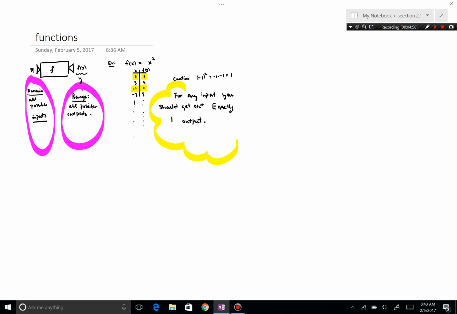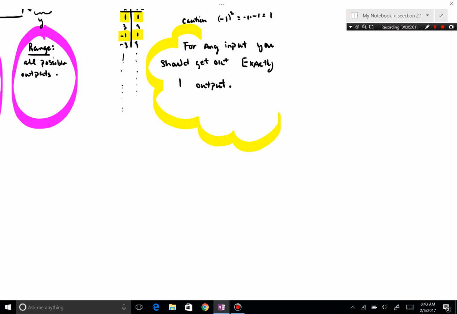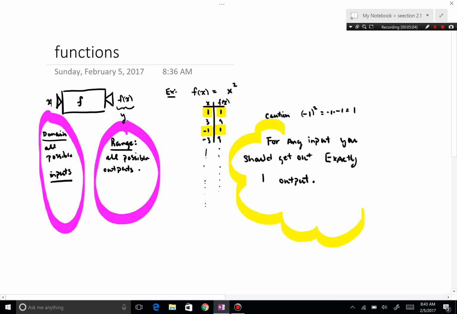So let's take a look at this. If you look at just all the inputs, I'm going to call the domain down here. So domain are all the possible inputs. If you look at the squaring function, you got to think to yourself, is there anything I can put in there that'll blow up my machine? And obviously you start saying no. So the domain for this will be all real numbers.